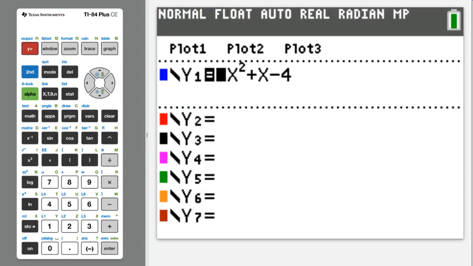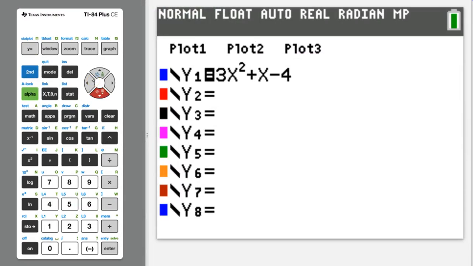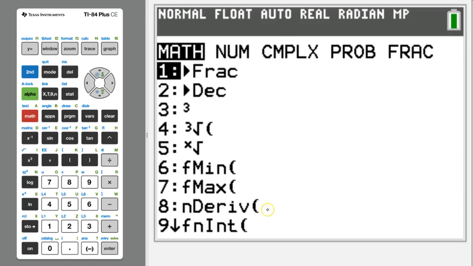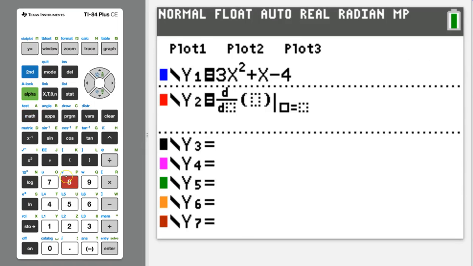Okay, so here's my calculator. I'm in the y equals menu, and I've typed in the function y1. Now we go down to y2. And once we're in here, we go to the math menu. So press the math button. And then you'll notice that choice number 8 is nDeriv. So that's for derivative. So we choose that.